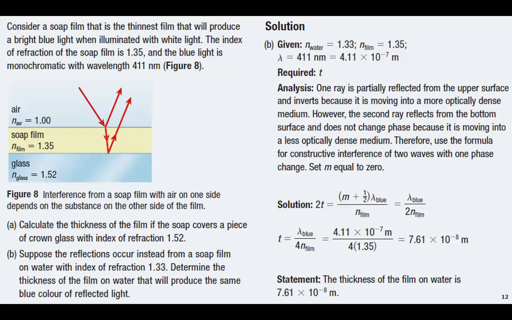So the thickness of the film on water is 7.61 times 10 to the power of negative 8 meters.